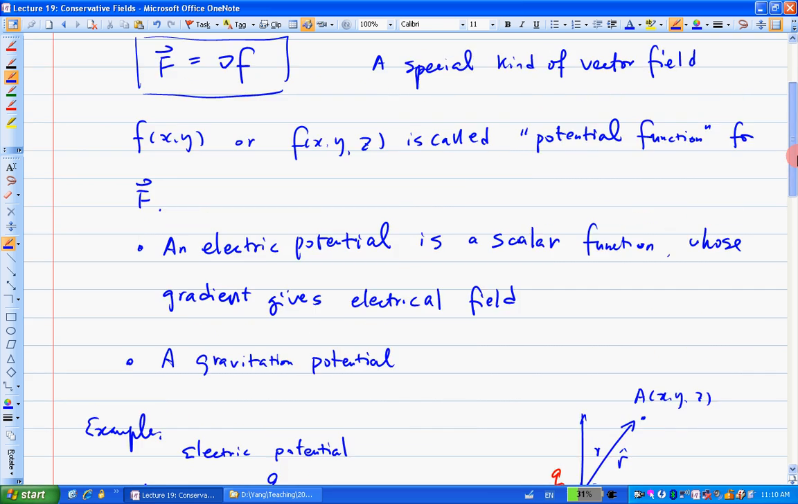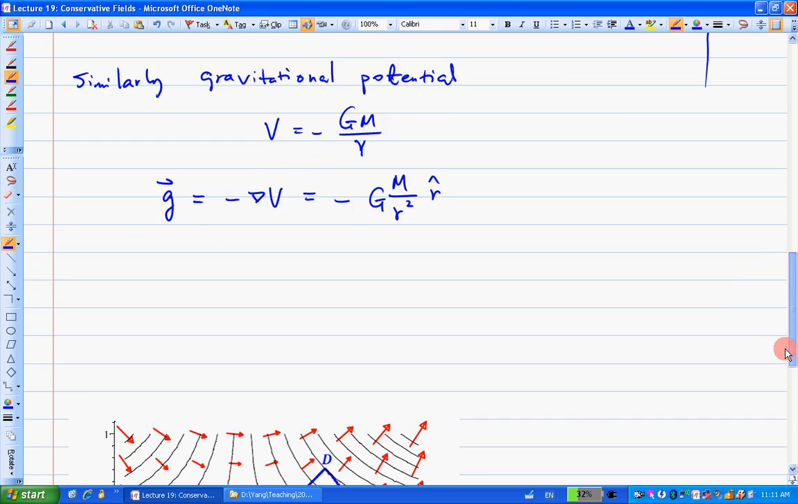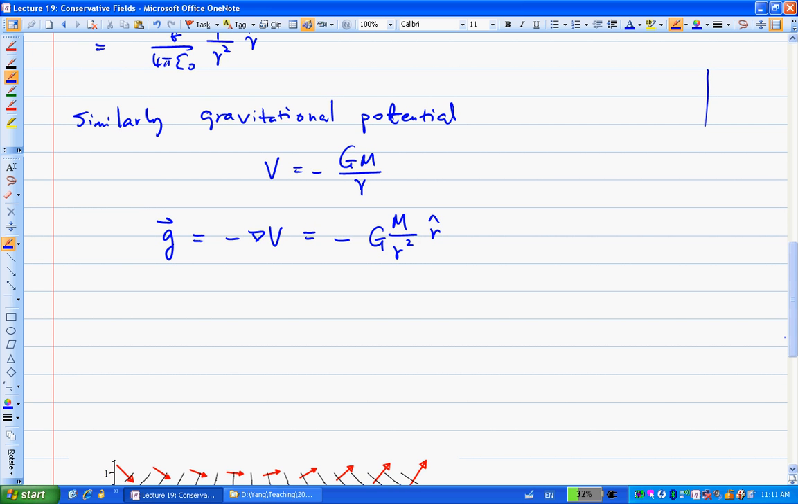But in general, just remember. So now when you look at this f here, it's not just a scalar function now. You can call this f a potential function. Okay, now here comes a very important theorem.